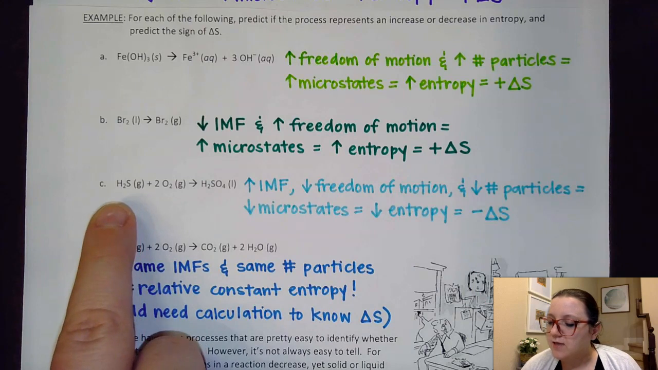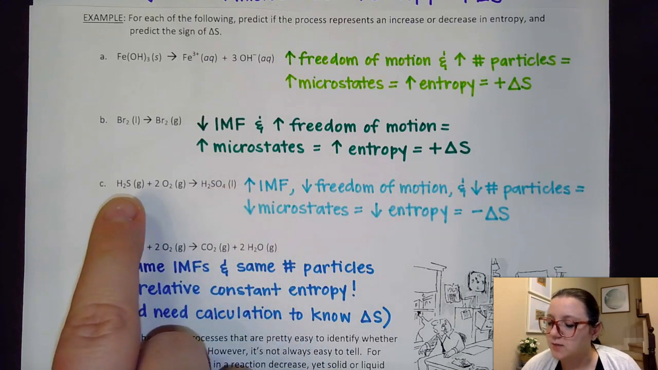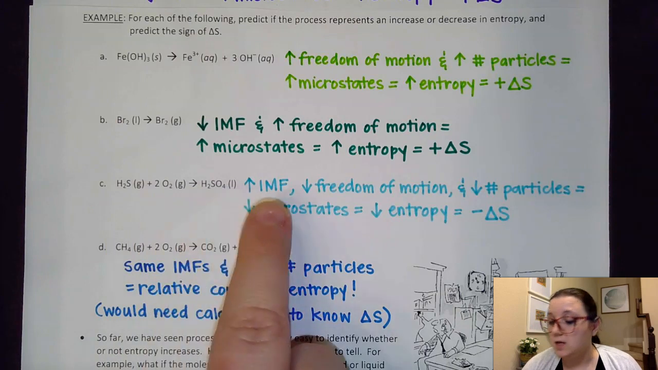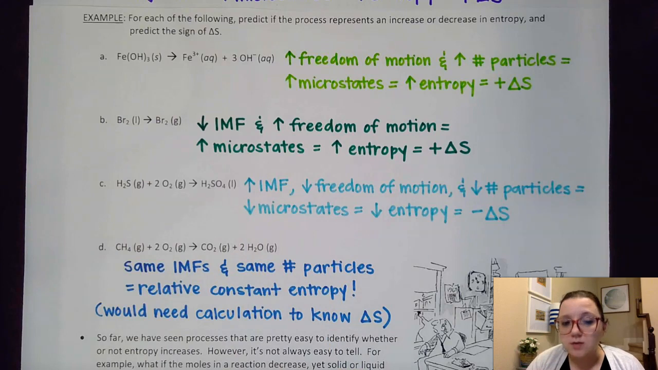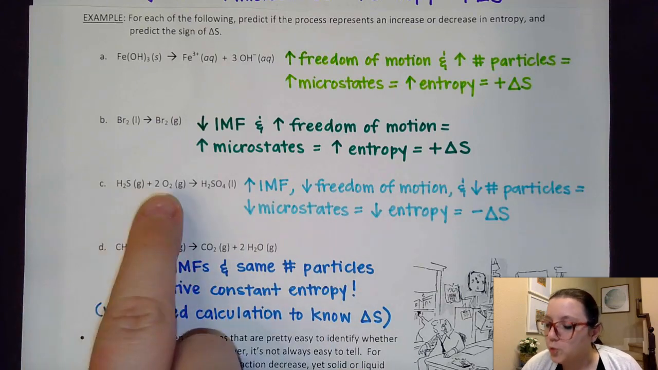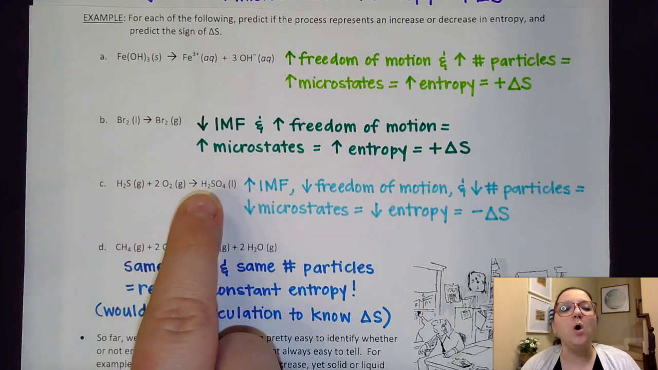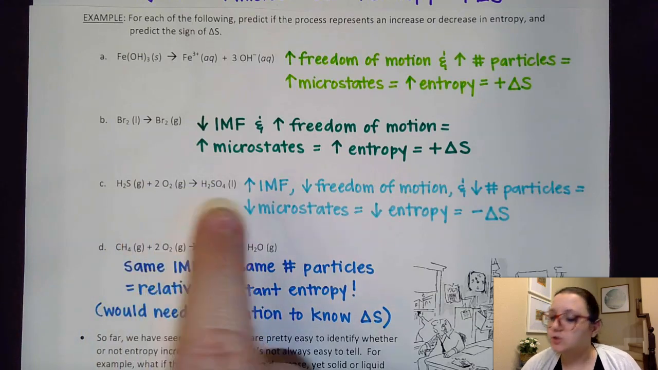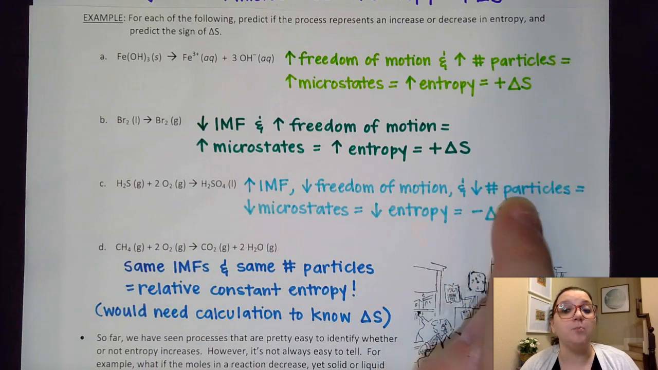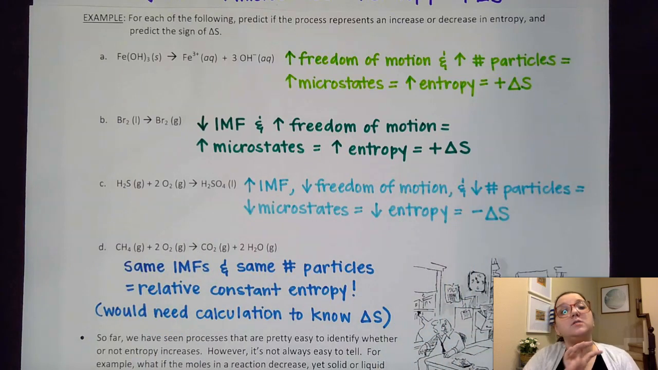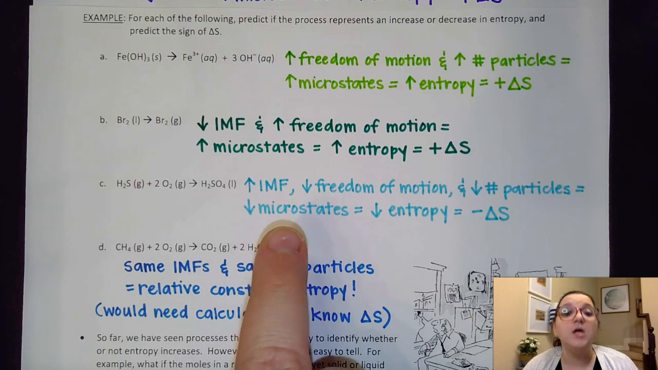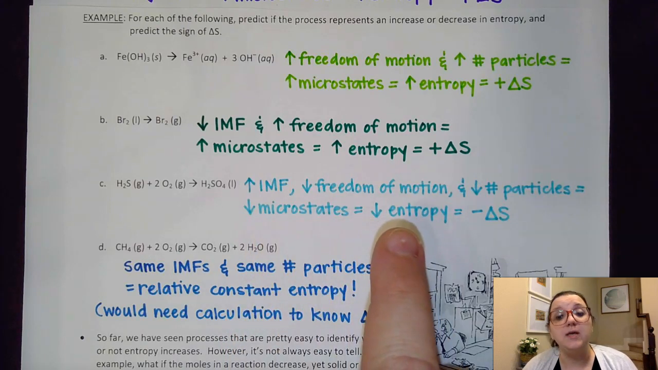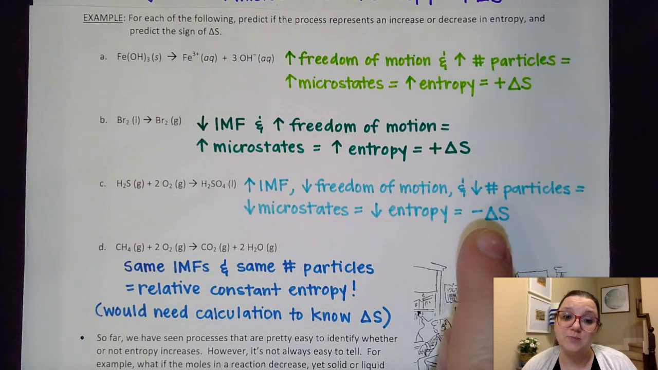Now this one, if I first check my states, I notice that I'm going from gases to a liquid. So I am getting here an increase in intermolecular forces. But also I notice that I'm going from 3 reactant particles to only 1 product molecule. So I also have a decrease in the number of particles. So all of these changes together help to reduce the number of microstates, to reduce the amount of arrangements that I see. So this should have a decrease in entropy and a negative delta S value for this process.